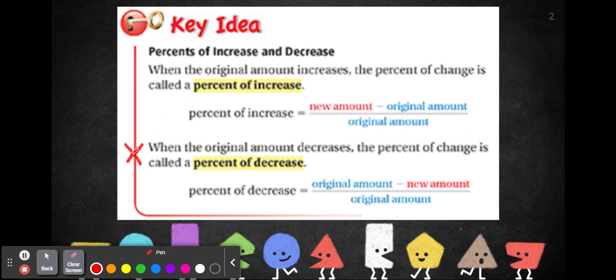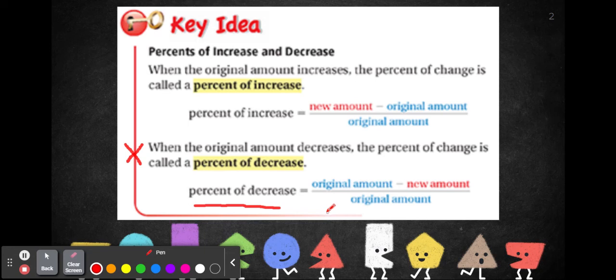Underneath that, we have the definition of a percent of decrease. Decrease means to go down. When the original amount decreases, the percent of change is called a percent of decrease. In order to calculate the percent of decrease, you start with the original amount, subtract the new amount, and divide that again by the original amount.